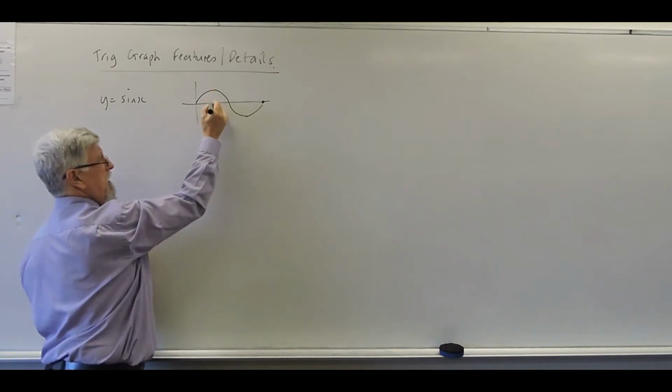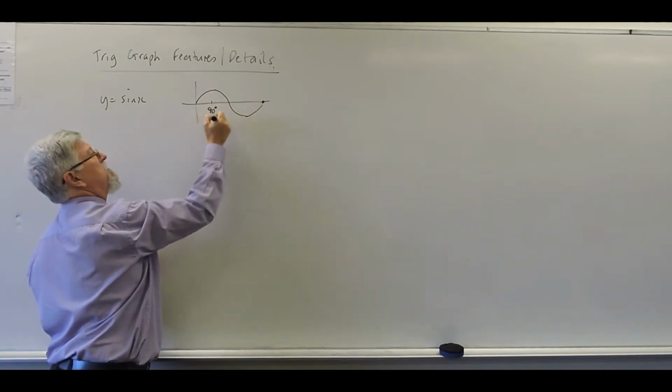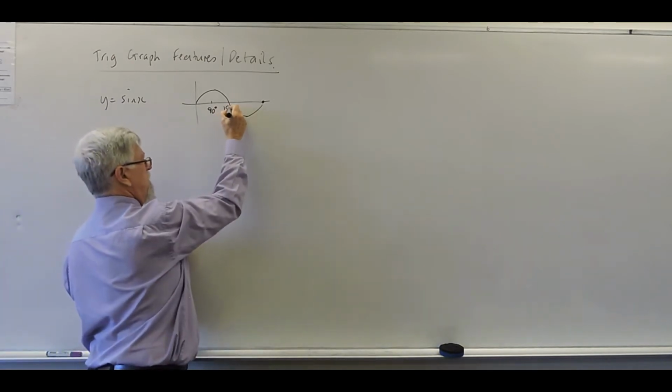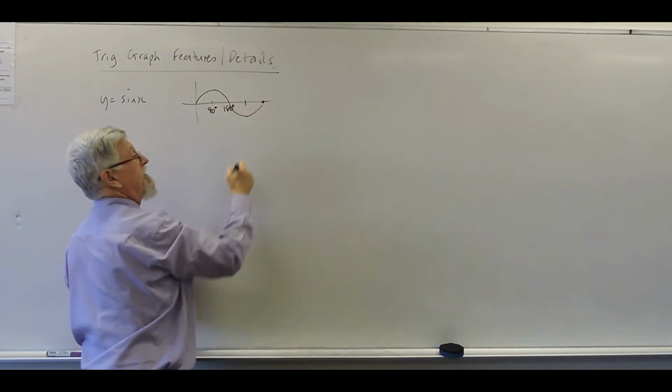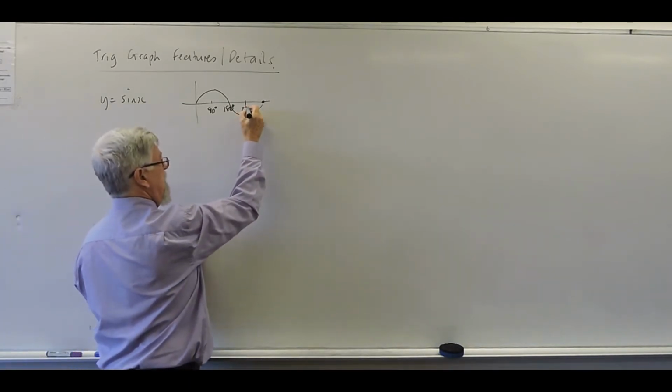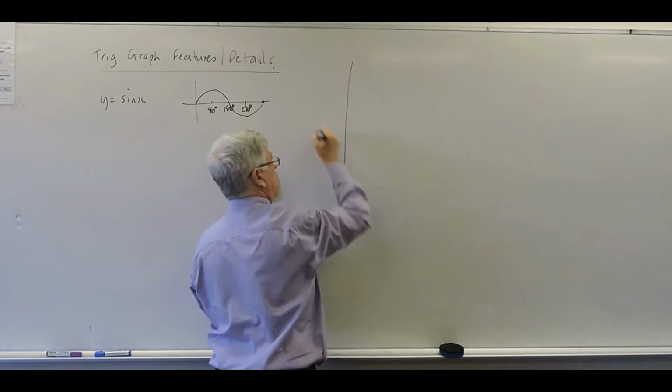How long did it take to get to the top? 90 degrees. How long did it take to get to the next one? Another 90 degrees. How long did it take to get there? Another 90 degrees. It's like it's got 4 sections. And later on we're going to talk about those 4 sections.